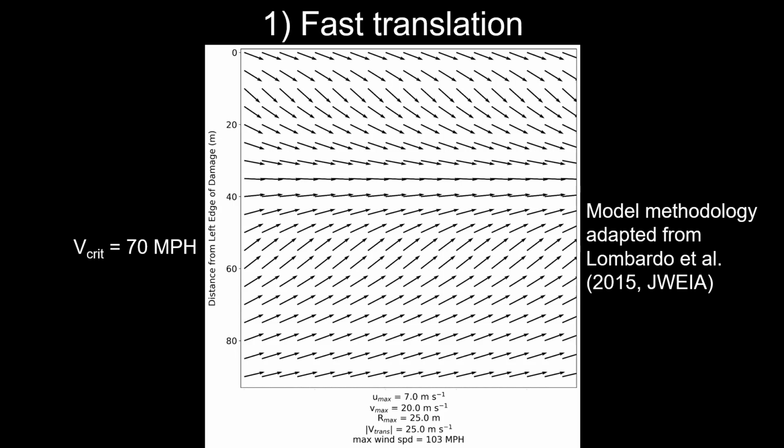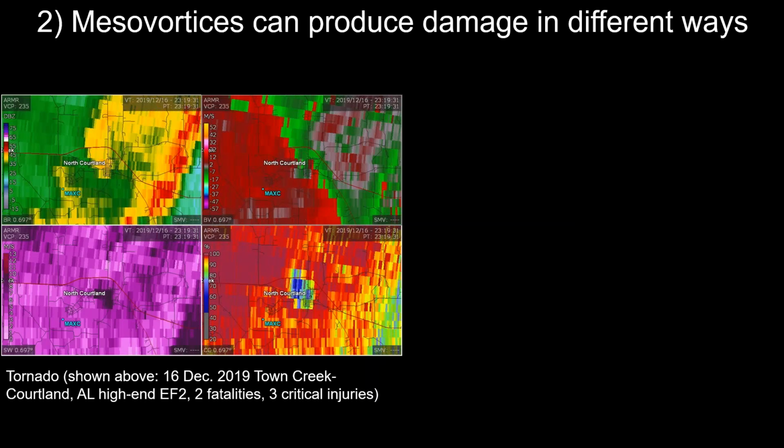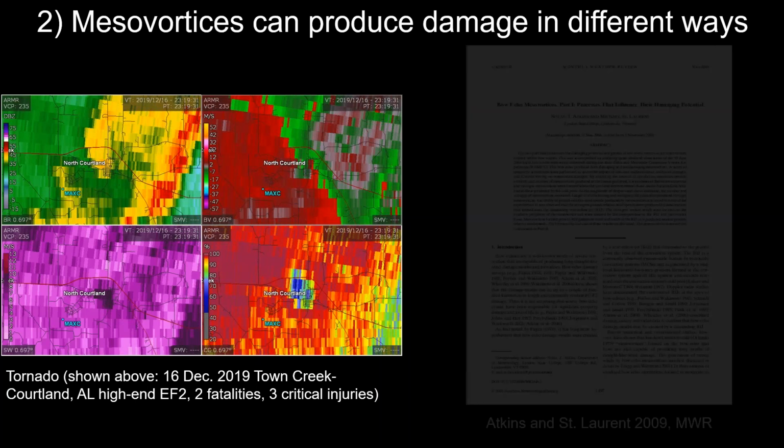So translation can pose some obvious challenges in terms of identifying the causal mode of damage within a QLCS. I think everybody understands that pretty well if you are familiar with QLCS events. Perhaps a bigger challenge is that mesovortices can produce damage in different ways. So on the left here, you see a pretty clear tornado signature. This is from a strong tornado we had down here in December, west of Huntsville. The killer tornado, and you see the tornado debris signature. Not much question as to what's causing the damage there.